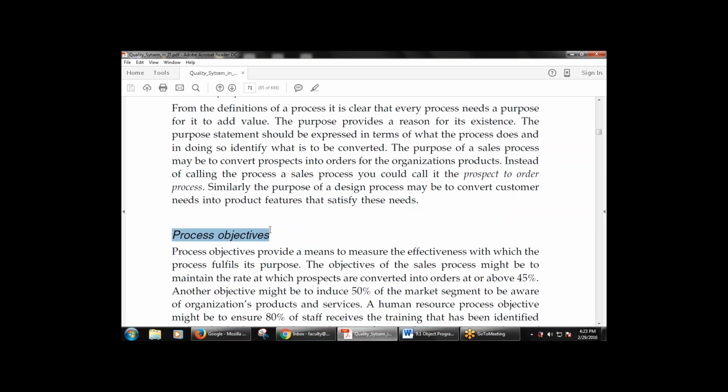Next is the process objective, which provides a means to measure the effectiveness with which the process fulfills its purpose. So whatever the purpose, whatever the objective that is given, is also a part of the defined status.